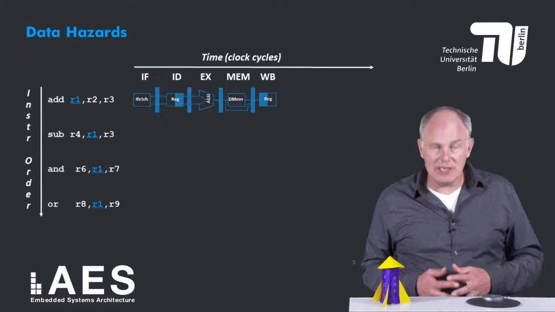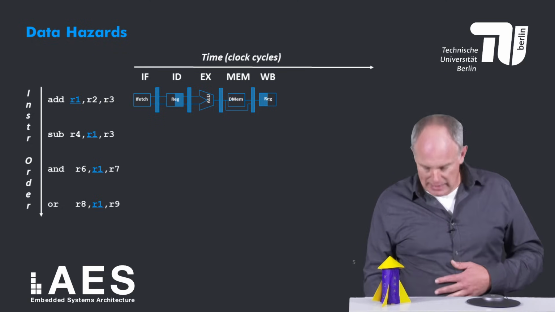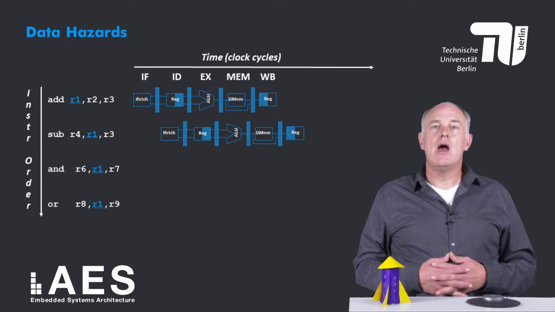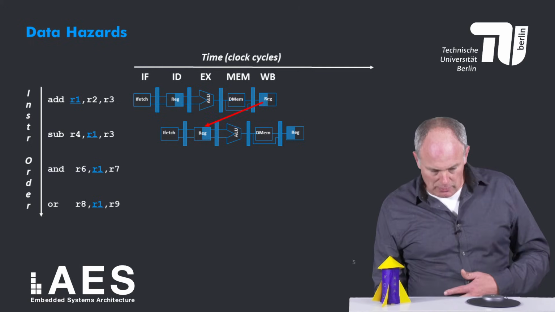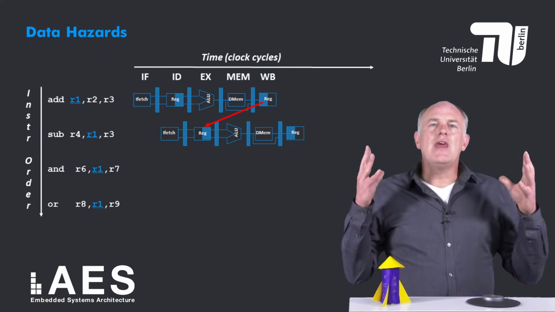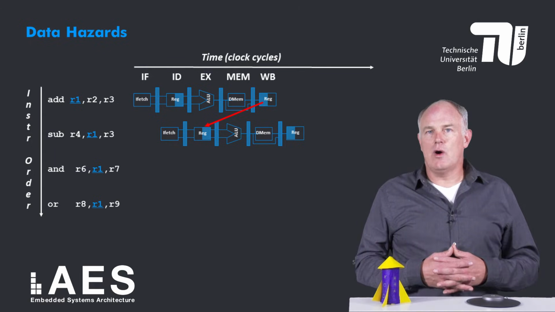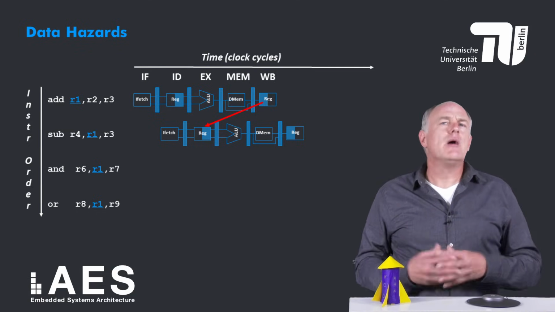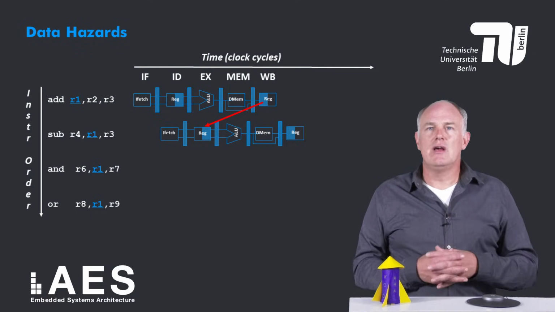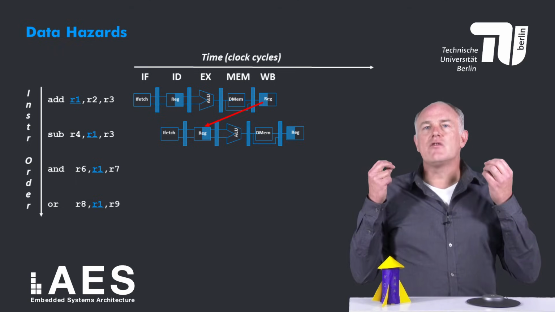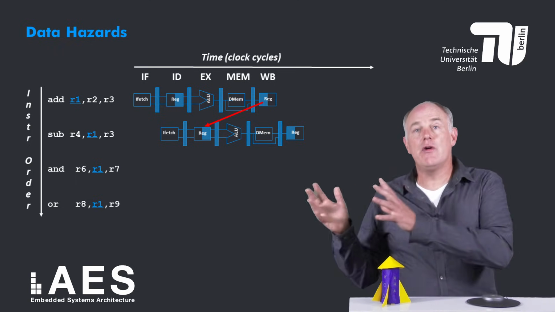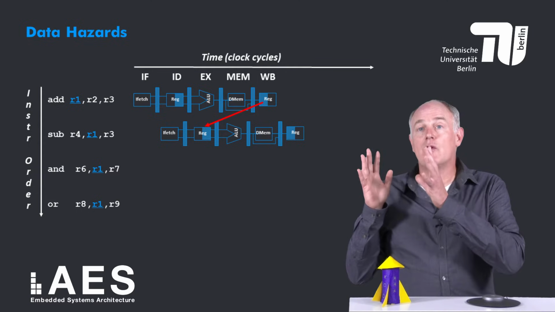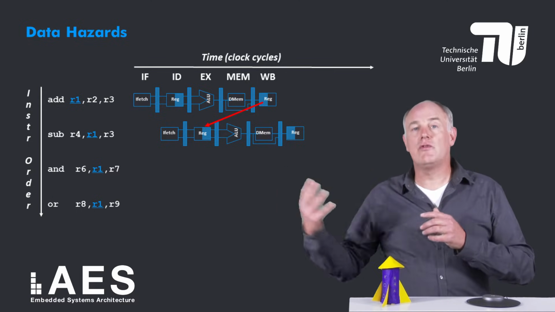The add instruction executes like this, and the subtract instruction is scheduled like this. Now we see there is a problem. The add writes back its result to R1 during the 5th clock cycle, during its write back stage, but the subtract instruction reads R1 during its instruction decode stage in the 3rd clock cycle. This means that the subtract will read the wrong value, an old value of R1.